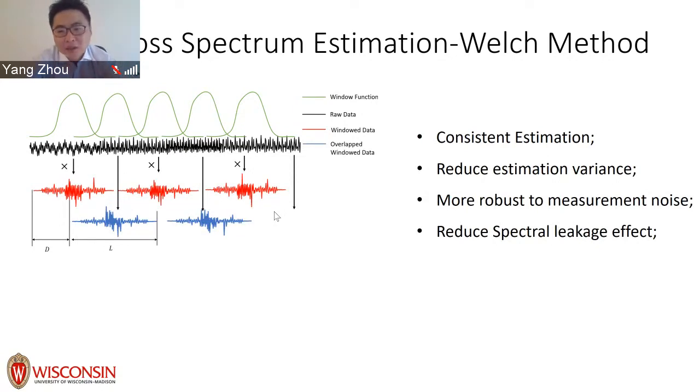This maneuver aims to provide a consistent estimation of the auto spectrums and cross spectrums. For example, if you merely increase the measurement of the trajectories, you can only increase the resolution of the spectrums, but you cannot average it to reduce the estimation errors. This process is widely applied in signal processing; it provides consistent estimation, reduces the estimation variance, is more robust to measurement noise, and reduces the spectral leakage effect. That's how we normally estimate the auto spectrums and cross spectrums.